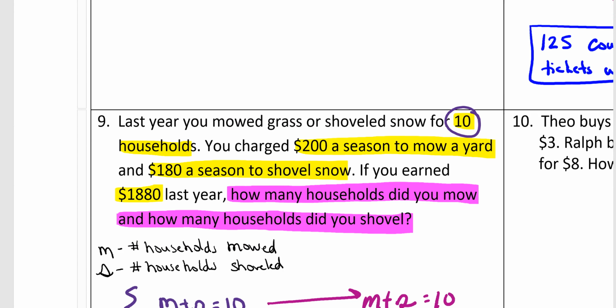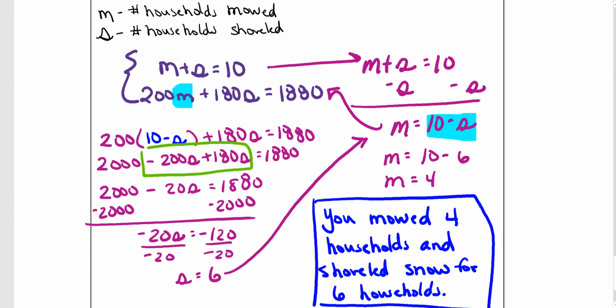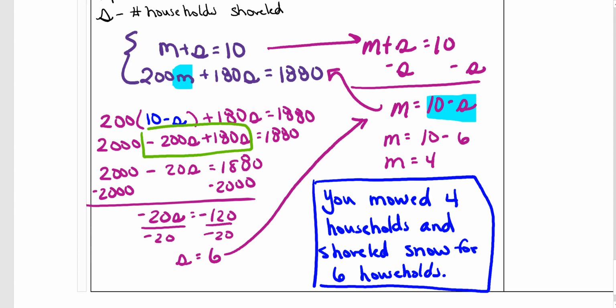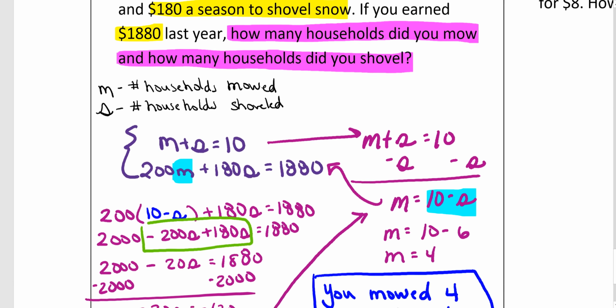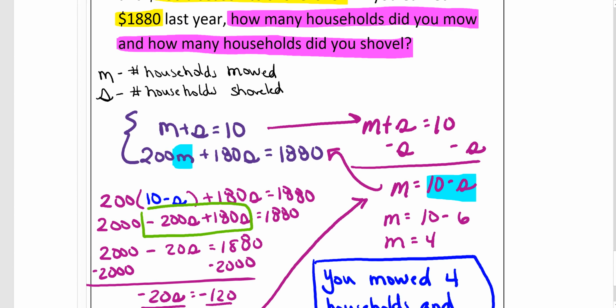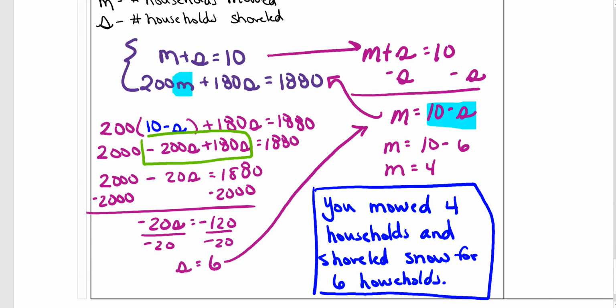All right, so the answer to number 9, you should have gotten that you mowed 4 households and you shoveled snow for 6 households. Okay, again, make sure you attach your units and interpret your answer to the question. It did ask you how many of each, so you need to say how many of each. So here's the work. Make sure you got it correct.